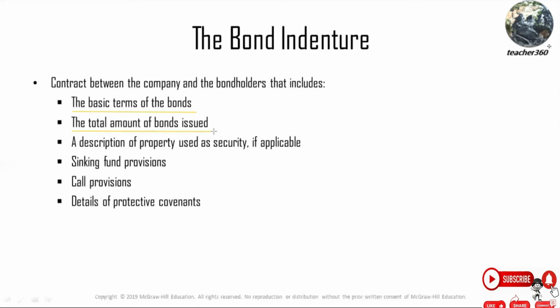Details of protective covenant. It is a part of the indenture that limits certain actions that might be taken during the term of the loan, usually to protect the lender's interest. In protective covenants it mentions how much dividend should be paid and how much retained earnings should be kept by the company. All these things are mentioned in the protective covenants in order to ensure the lender's maximum interest.